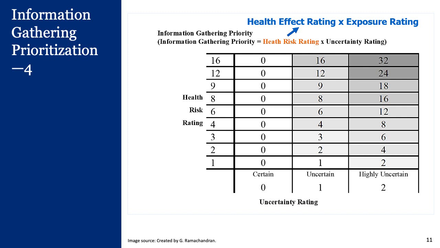This table can be presented in a different way, where on the horizontal axis, I'm showing the uncertainty rating with 0, 1, or 2, certain, uncertain, and highly uncertain, and the health risk rating, which goes from 1 all the way up to 16 along the vertical axis. Again, it's the same information, but presented in a different format, where if you have an uncertainty rating of 0, then that's along the second column, and the highly uncertain column is on the right-hand side.